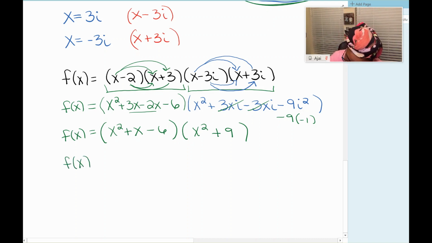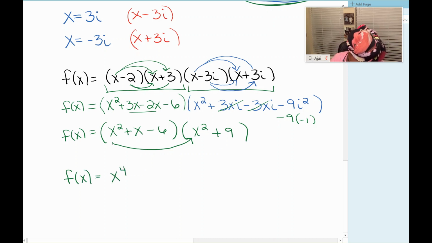Okay. I'm not done yet because I still have parentheses. Now I have to multiply the first part times the last part. Okay, let's do x squared times x squared. That's going to be x to the 4th. I'm actually going to move this down a little bit so I can get more room. x squared times x squared, that's x to the 4th. x squared times 9, that's going to give me 9x squared.